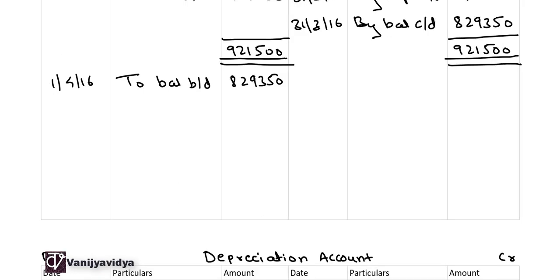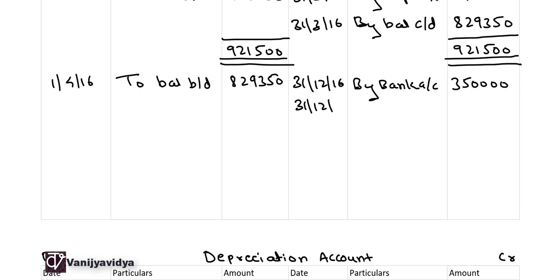On the credit side of the asset account, 31st December 2016, by bank account. How much is received? 3,50,000. Now we will record the depreciation for this asset on 31st December 2016.